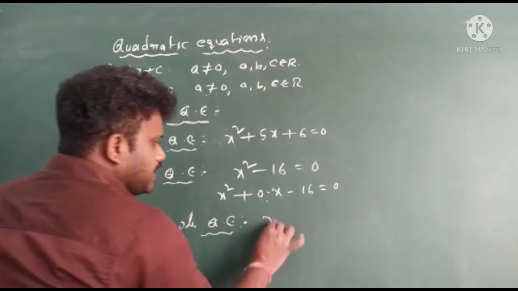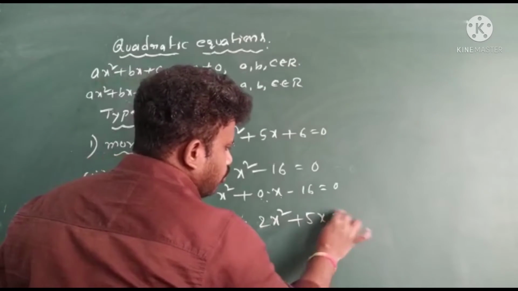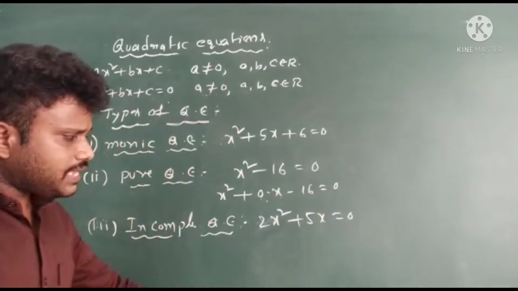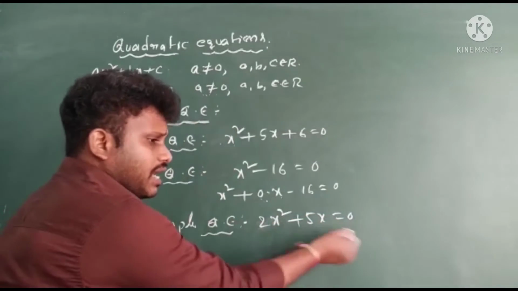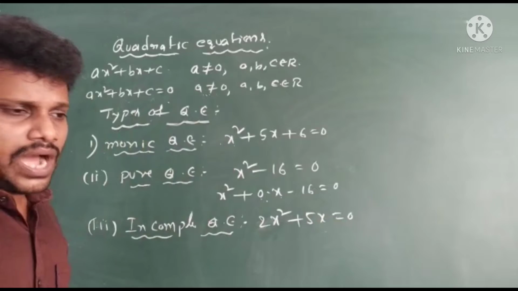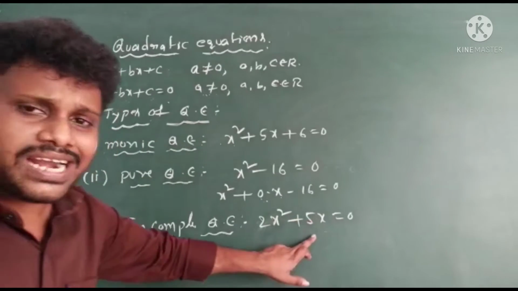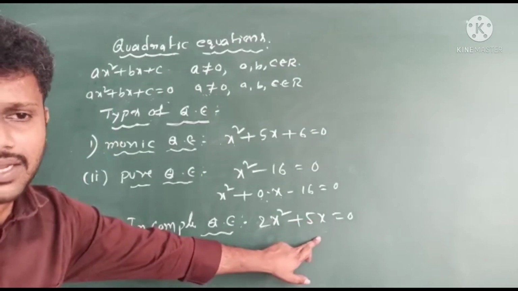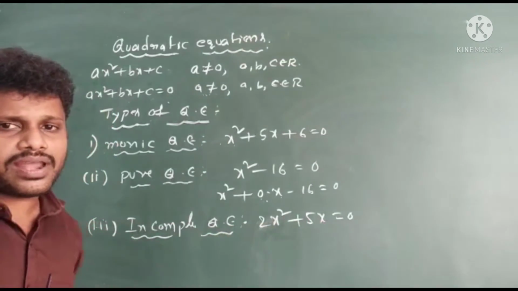Let us see an example. 2x square plus 5x is equal to 0. Here the constant term is 0. The constant term is not there, which means the constant term is 0. Then it is not completed, because the constant term is not there. So we can say that it is an incomplete quadratic equation.